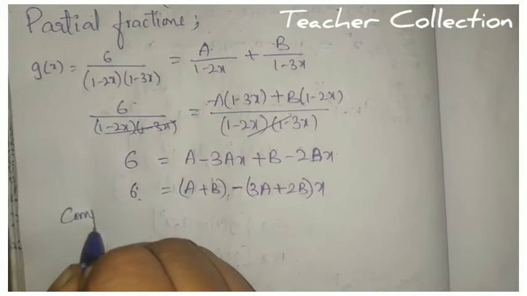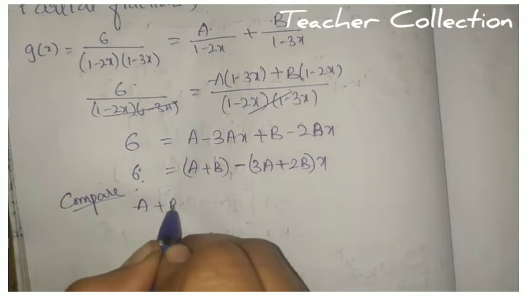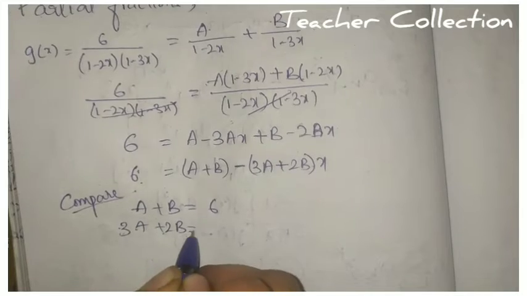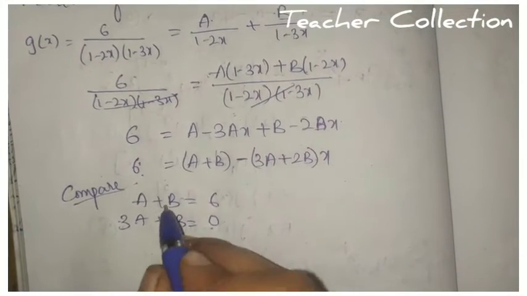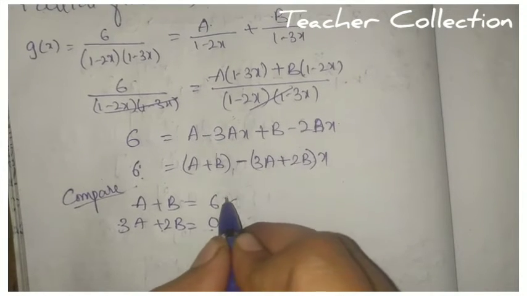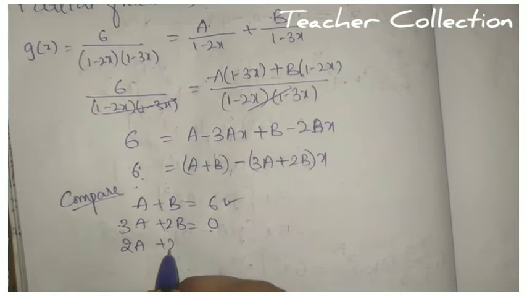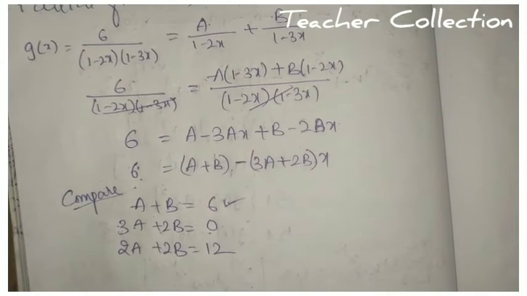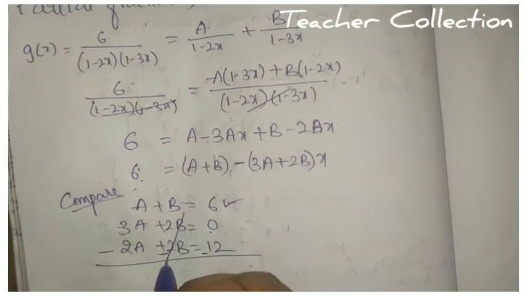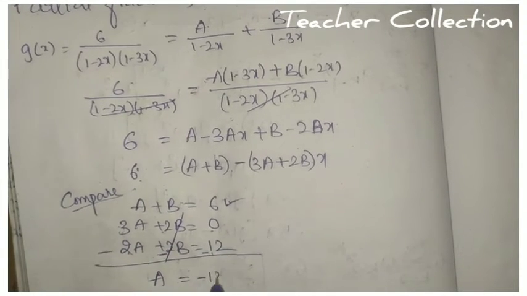So compare on both sides. Comparing on both sides, we'll get a plus b is equal to 6 and 3a plus 2b is equal to 0. Okay, to find a and b values, now for this equation I am multiplying by 2, so we'll get 2a plus 2b is equal to 12. Okay, now I am changing these symbols and cutting this. 2 minus 3, a is equal to minus 12.